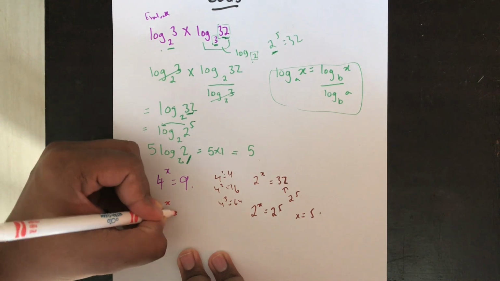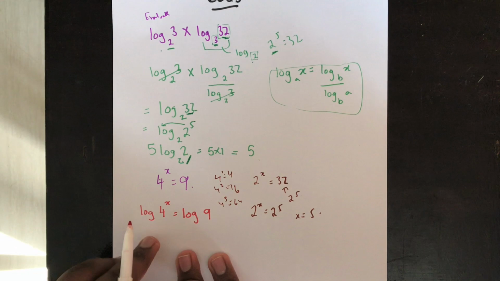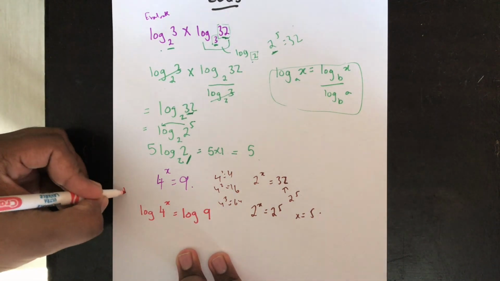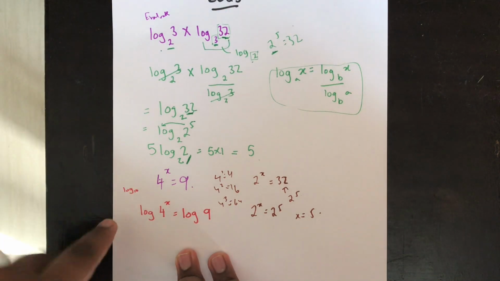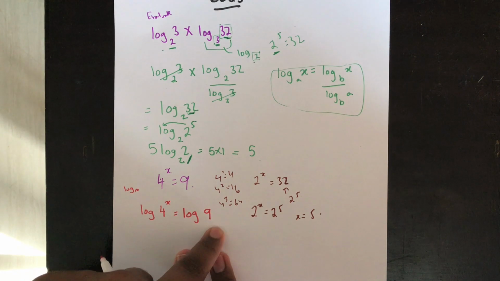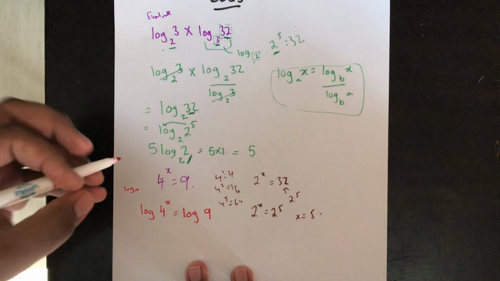So suppose I have log 4 power x is equal to log 9, and if log is just written like this, we assume that it's log base 10. So just remember this. So log 4 power x is equal to log 9. You need to take logs on both sides in order to solve an equation like this.